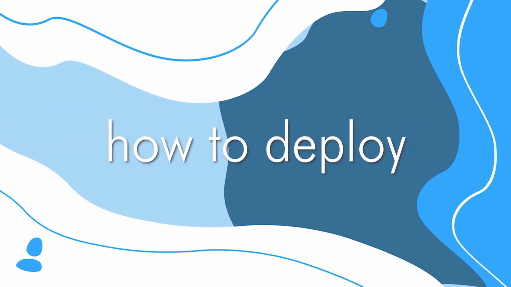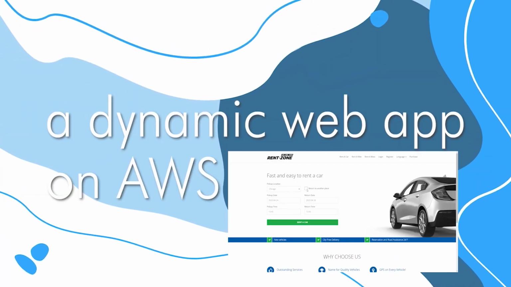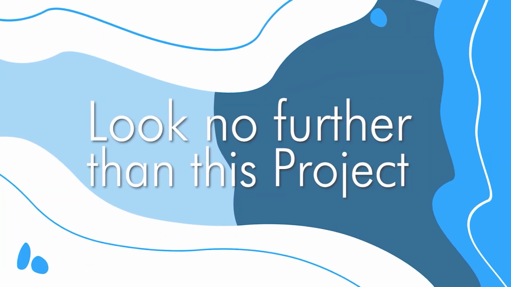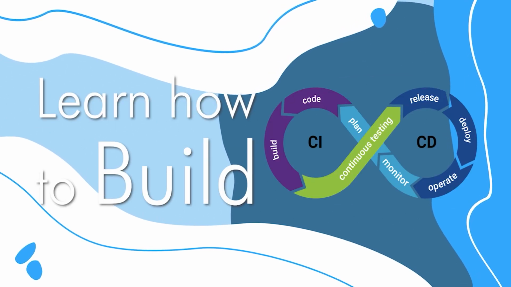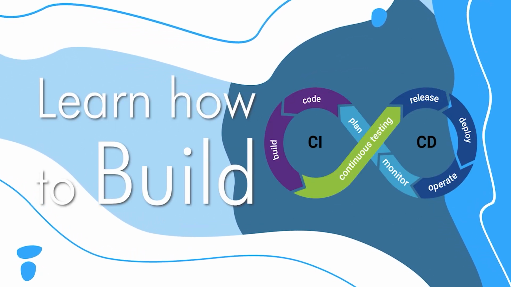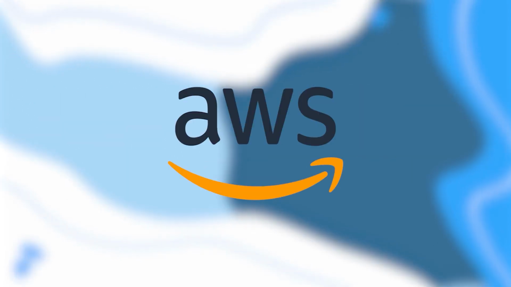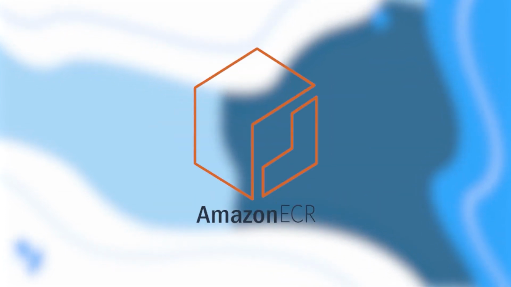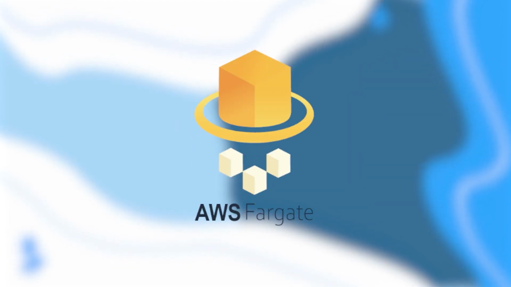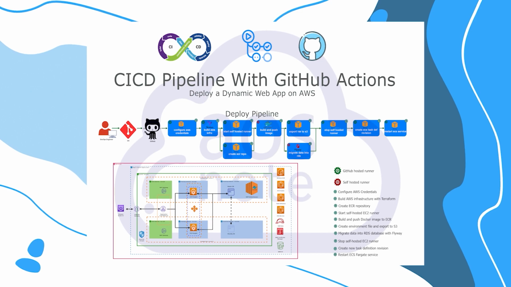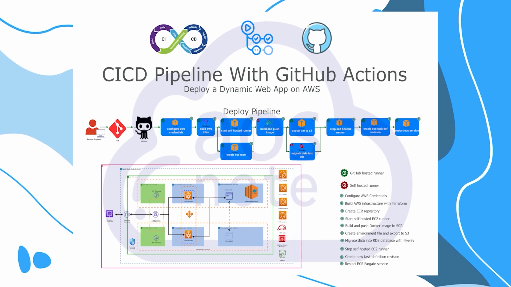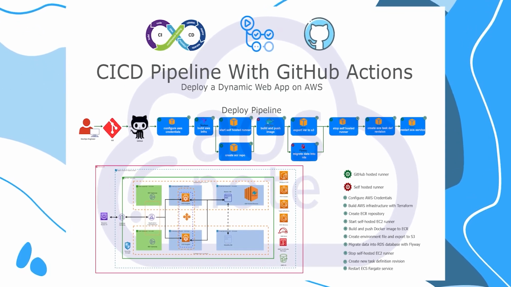If you want to learn how to deploy a dynamic web application on AWS using CI/CD pipeline and GitHub Actions, look no further than this project. In this course, you will learn how to build CI/CD pipeline using cutting-edge tools and cloud services like AWS, GitHub Actions, Git, GitHub, Terraform, Docker, Flyway, Amazon ECR, and ECS Fargate service. By the end of this project, you will build a 100% automated pipeline that you can use to deploy any dynamic application on AWS. And here's what we will build.